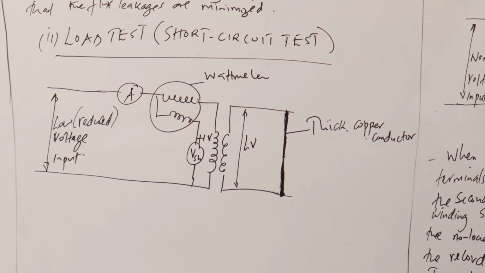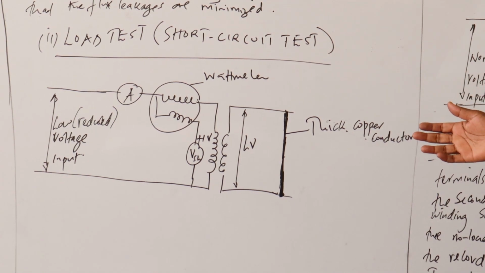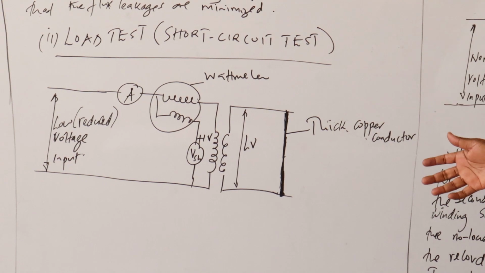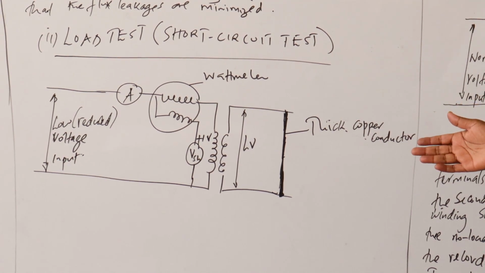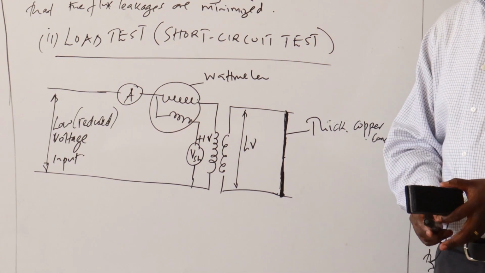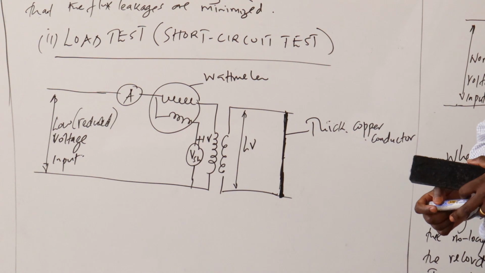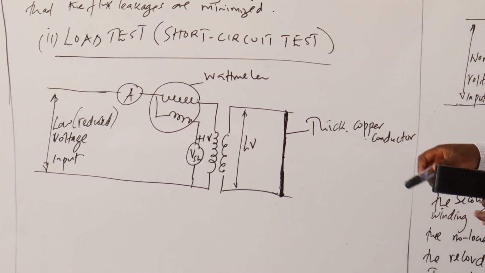And it's a load test because the secondary windings are now included in the test. Another thing I'm observing here is that the windings are reversed in terms of the voltages. Since the secondary is short circuited, you have a low voltage, and the primary is open circuit, with a high voltage. The voltmeter will now record the short circuit voltage. That's why it's written as VSC. And the ammeter will now record the current.